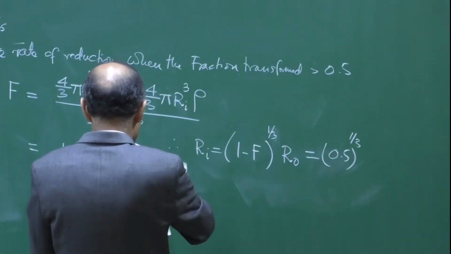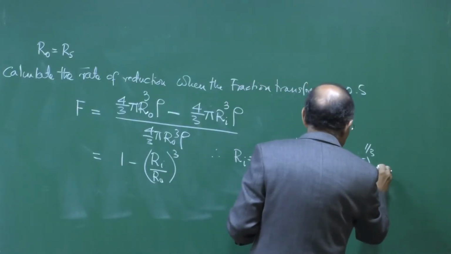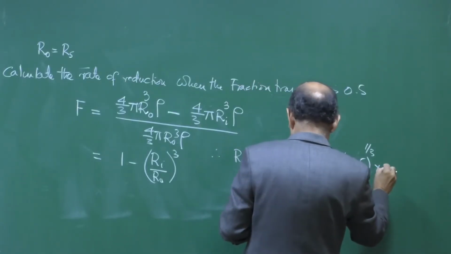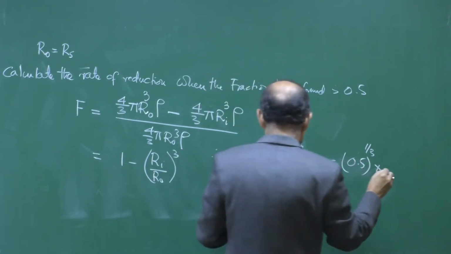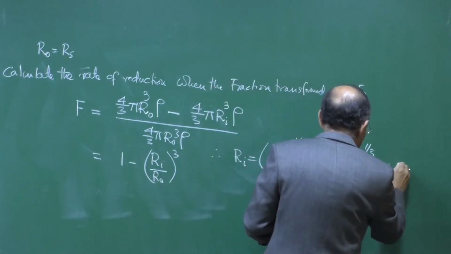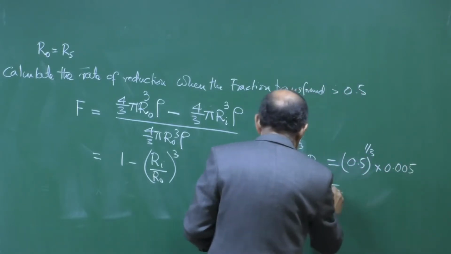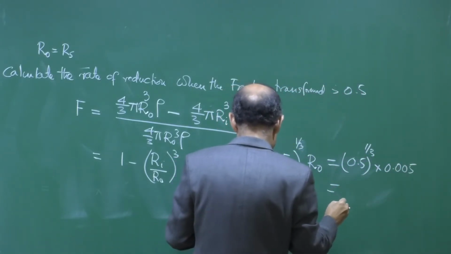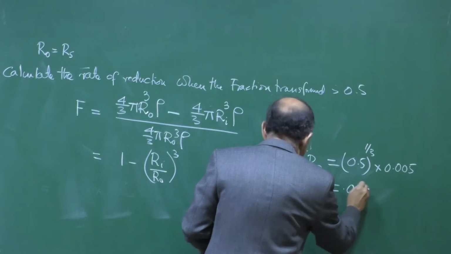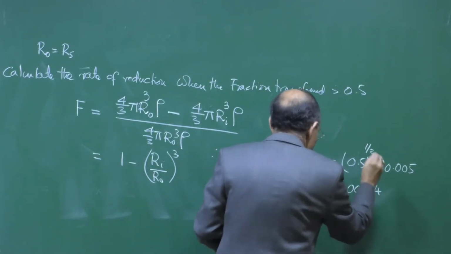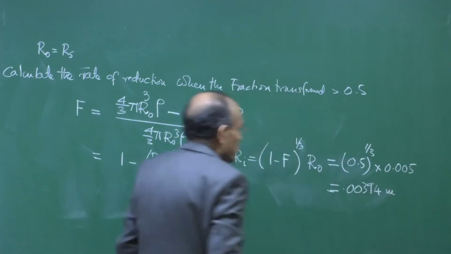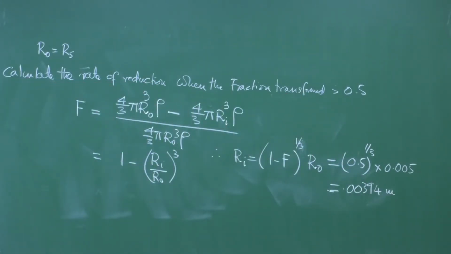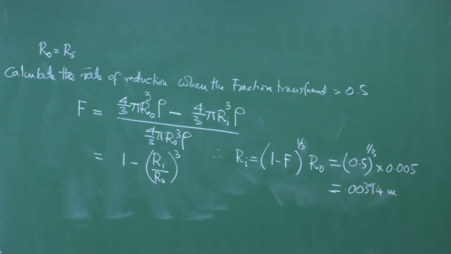So, this comes out to be... this diameter now, this radius is initially this value.